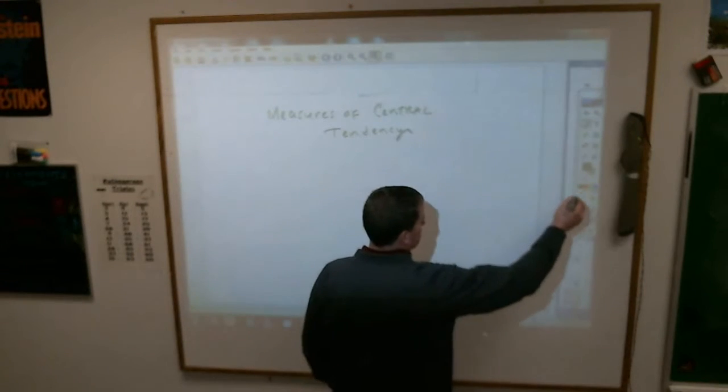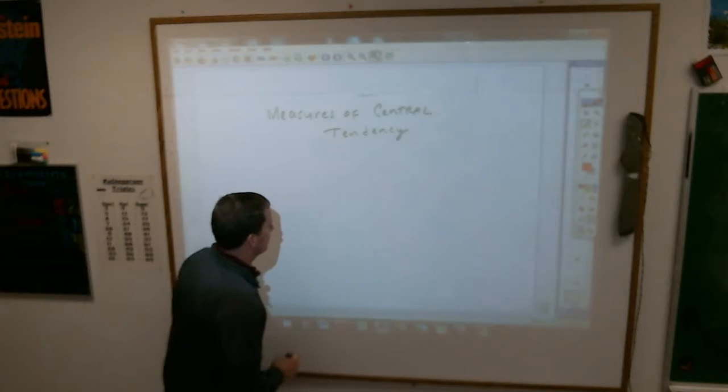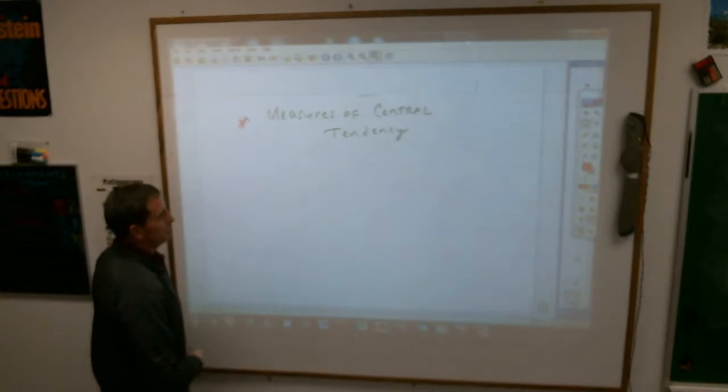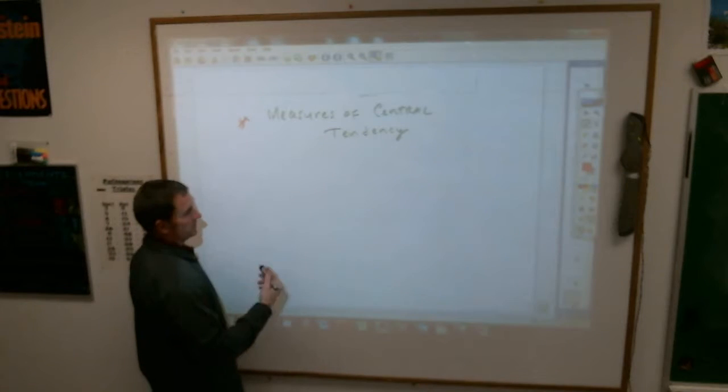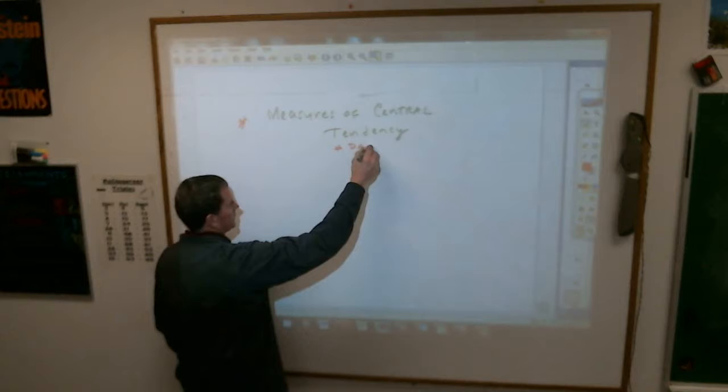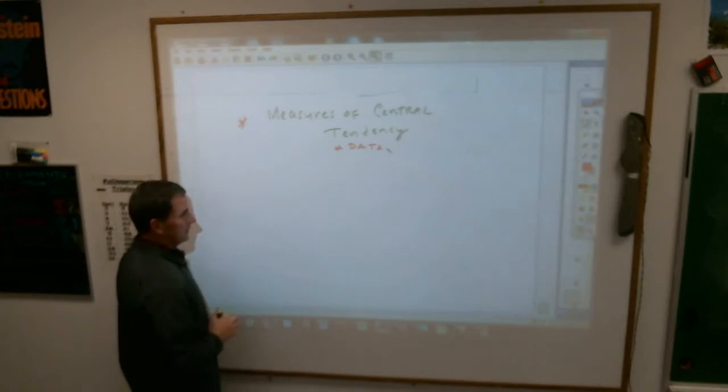I will go on record as saying I have absolutely no idea why they call this measures of central tendency. But since that's what they'll use when they say it, I will use it. I'm sure it's got something to do with data.